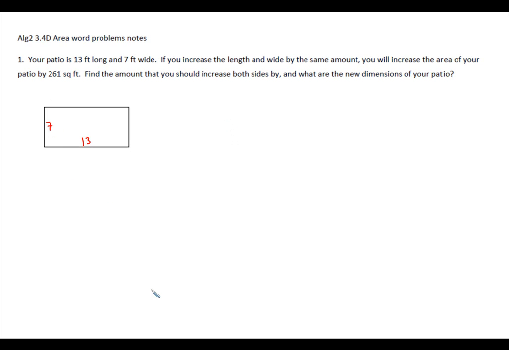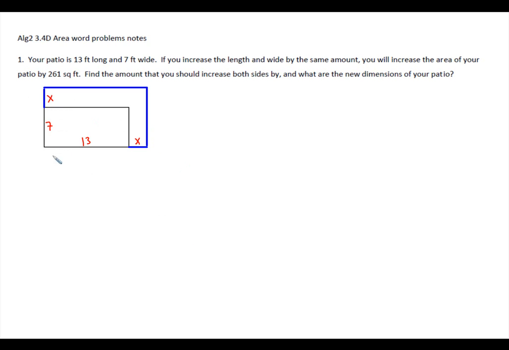We're going to increase the length and the width by some amount, and it's going to be the same amount. So we're going to make it longer on both sides by some amount. We don't know how much, but we know that amount is going to be the same. So we're going to get a bigger rectangle. This amount here, we don't know what it is, but it's the same. We'll just call it x for right now.